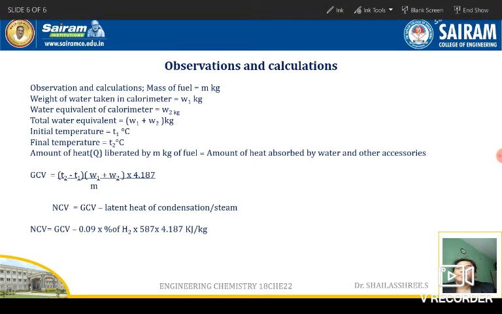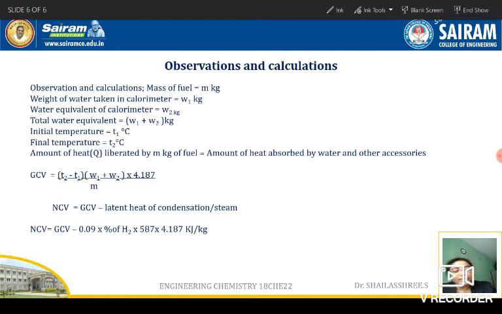It's very important. What and all we should write in observation and calculations? You have to write one by one. That is the weight or mass of the fuel taken, that is m grams, and then weight of water taken in the calorimeter, W1 kg. If you have taken in grams, you can write in grams, no problem. And water equivalent of calorimeter is W2 grams.